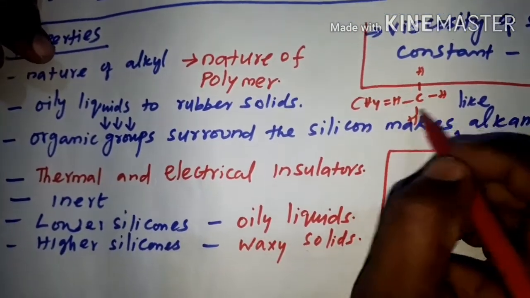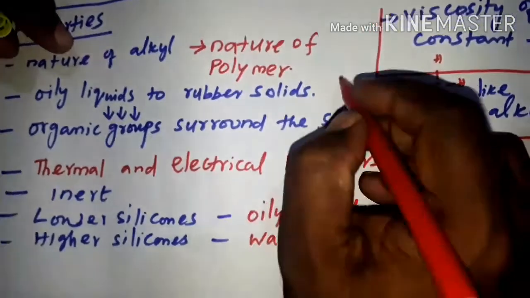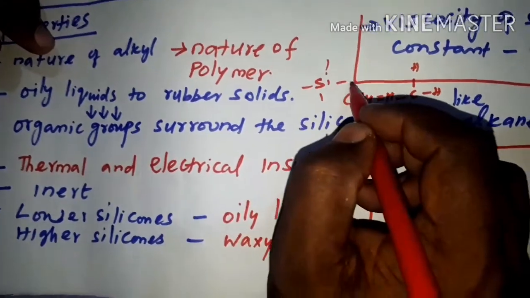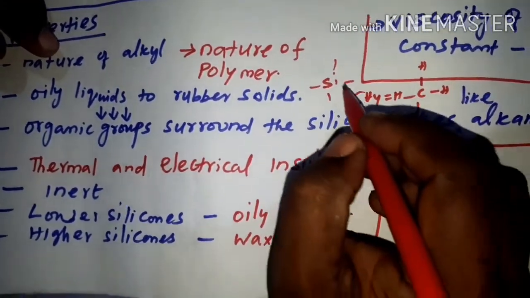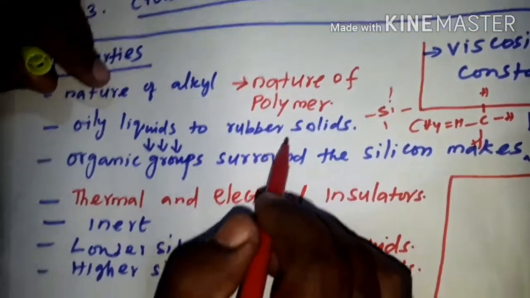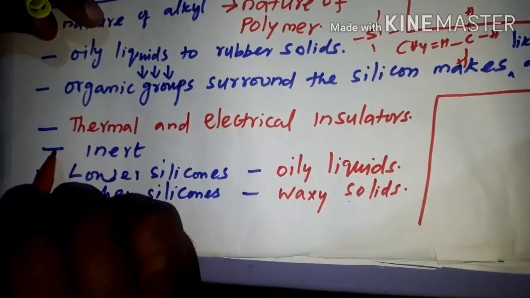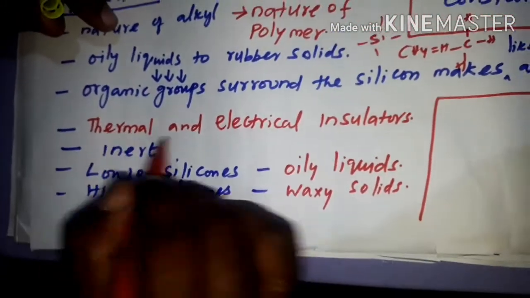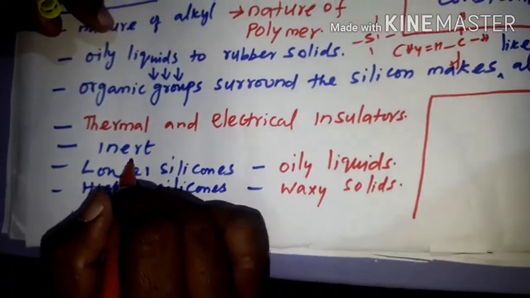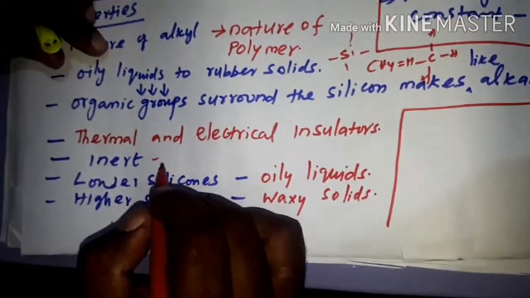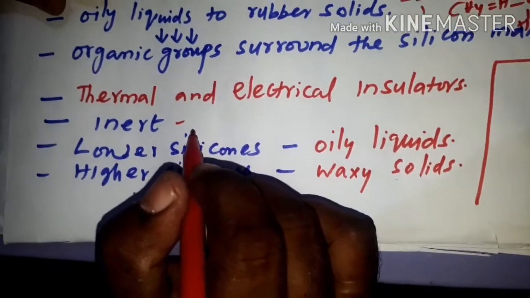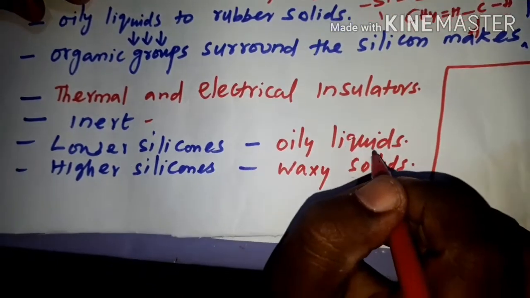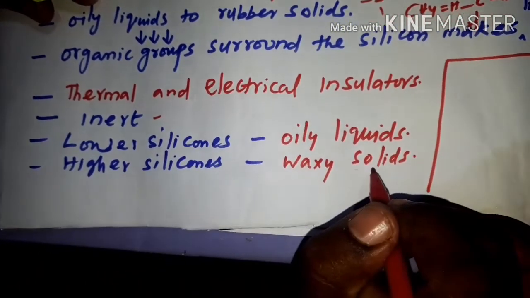So likewise, silicon is also surrounded by 4 same organic groups or different organic groups. So that determines the liquid to rubber states. Then they are thermal and electrical insulators. Usually they never conduct heat and electricity. And they are chemically inert, means it does not react with any other compounds. Lower number of silicons appears as oily liquids, and higher number of silicons as waxy solids.